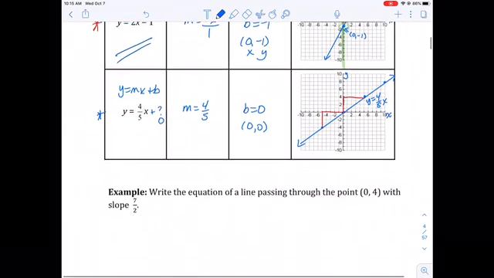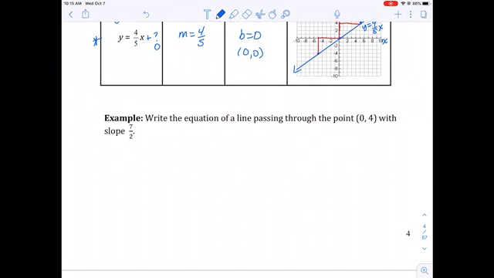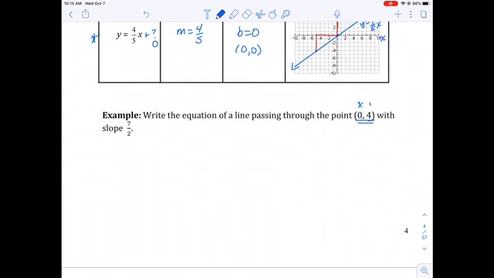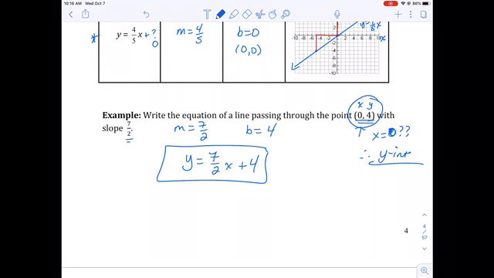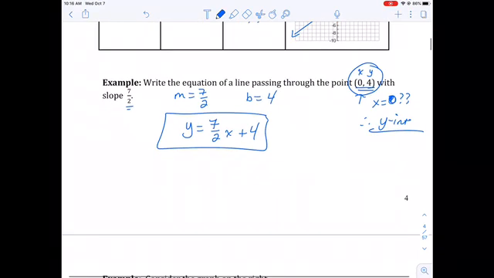Okay. For the next example, it says write the equation of a line passing through the point 0, 4 with slope 7/2. So if x is 0 and y is 4, I know, as soon as I know that x is equal to 0, then that's the y-intercept. So in our slope, there's our m value. m is 7 over 2. Our b value is 4. So to write that, we would just write y equals 7 over 2 x plus 4. There's our equation. We're just going backwards. We've got the information. They're saying put it back into equation form.